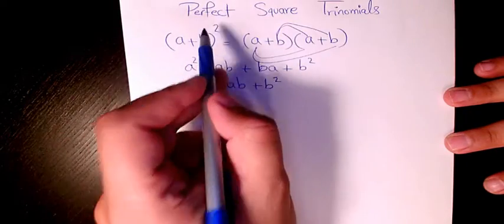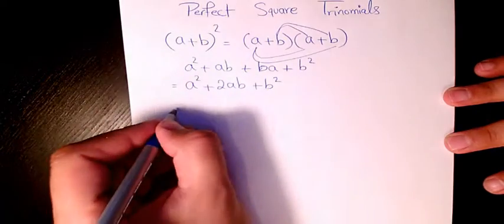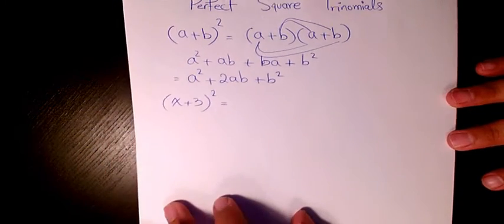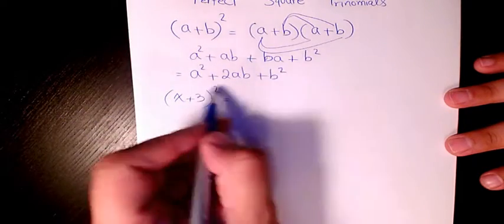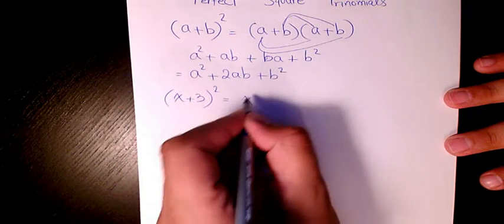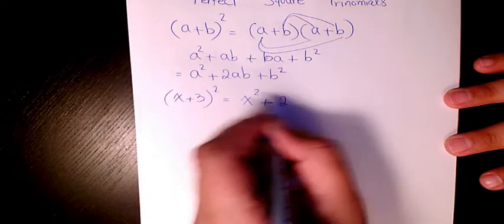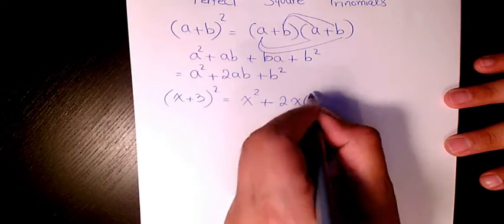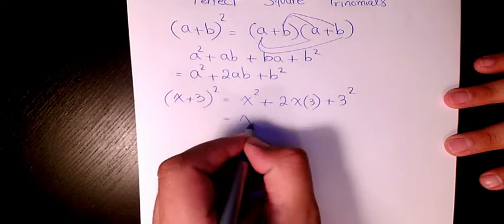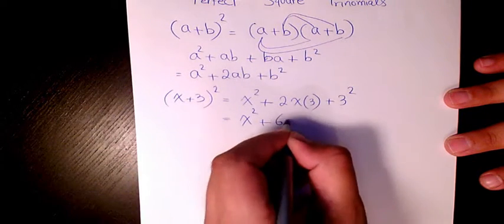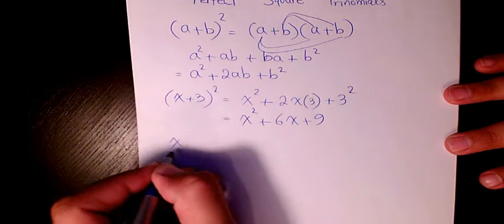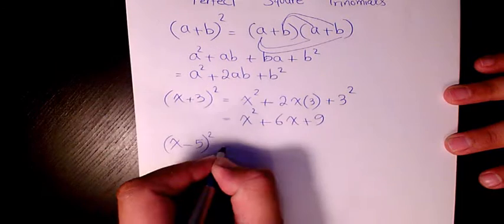That's called a perfect square trinomial. For example, you have (x + 3)^2. Based on the perfect square trinomial, the answer will be x squared plus 2 times the first term, x, times the second term, 3, plus the second term to the power of 2. So it's going to be x squared plus 6x plus 9. That's a perfect square trinomial. Another one, (x - 5)^2.